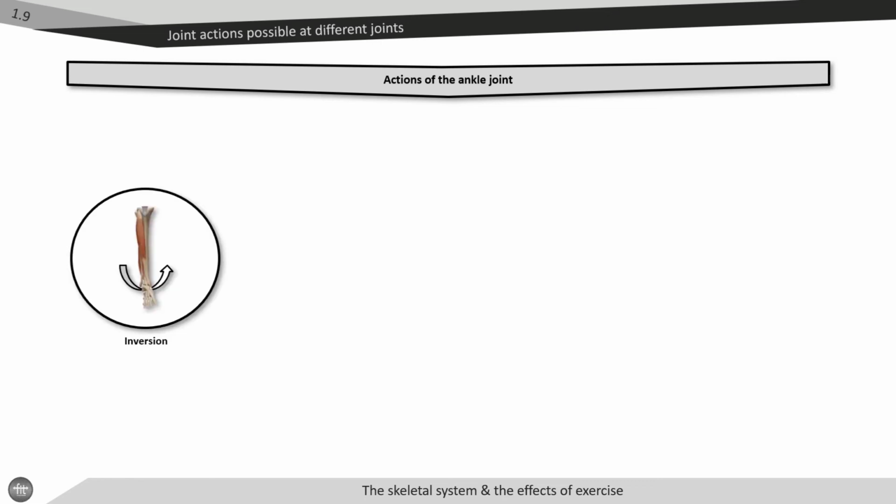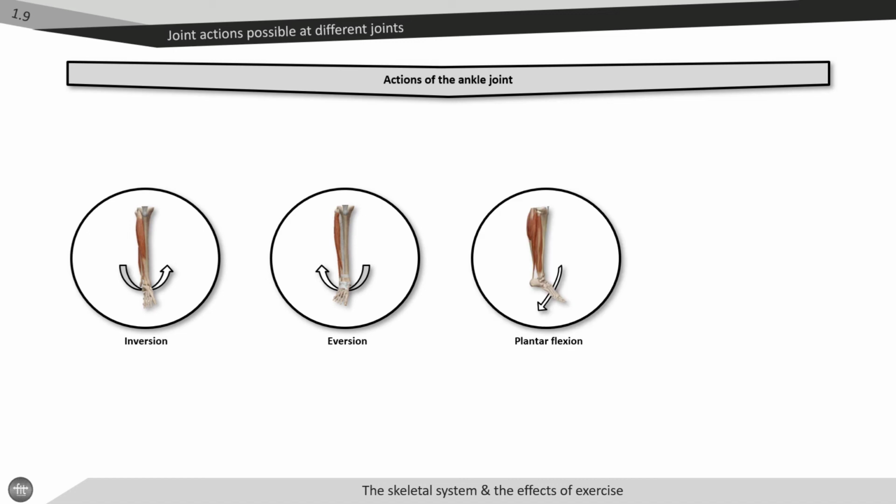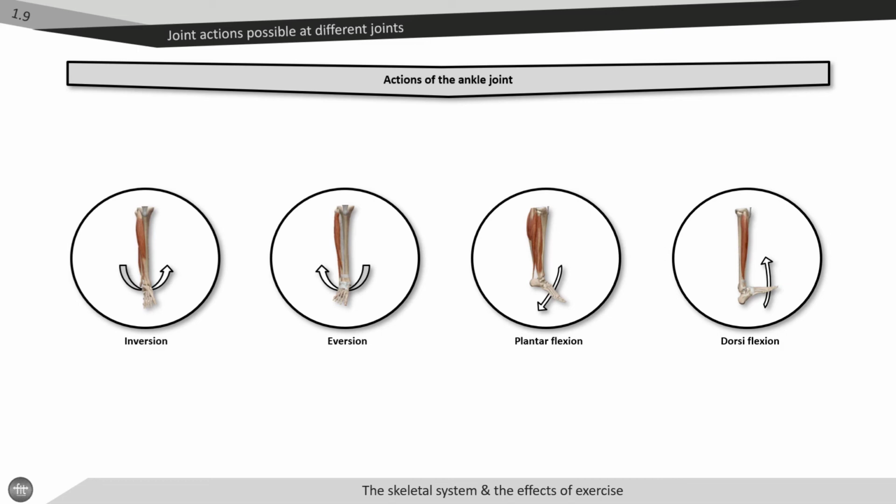The ankle joint is also a hinge joint like the knee joint. The joint actions available at the ankle joint include inversion, where the sole of the foot faces medially or inwards, eversion, where the sole of the foot faces laterally or outwards, plantar flexion, where the toes point downwards towards the ground, and dorsiflexion, where the toes point upwards towards the sky.